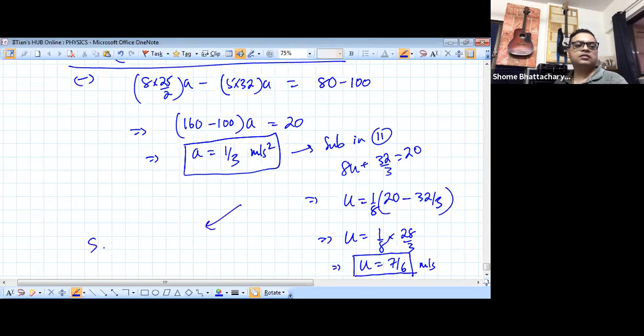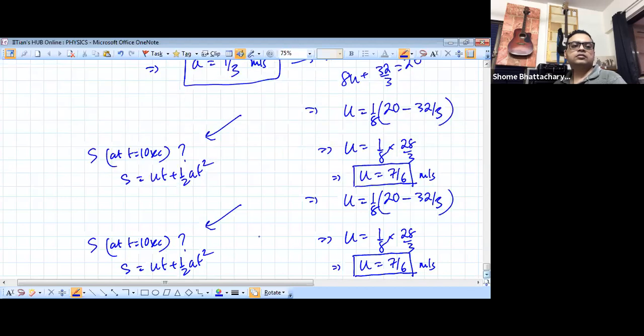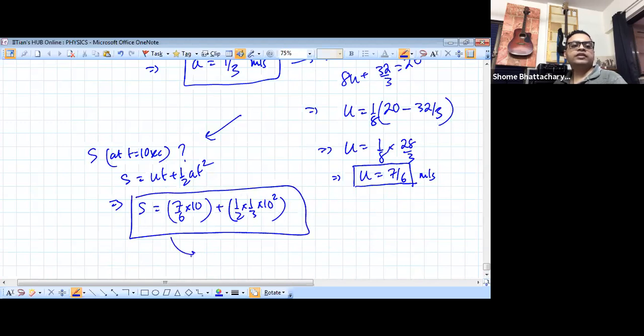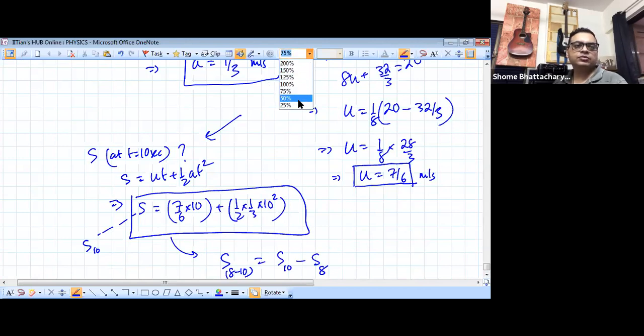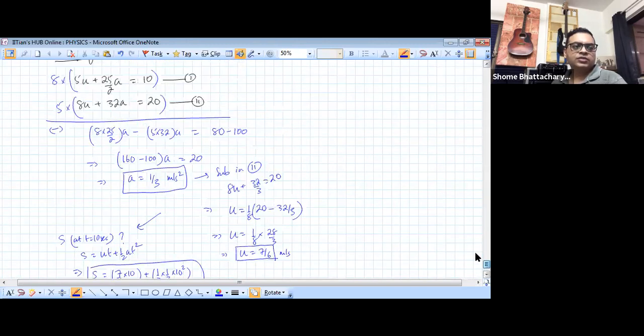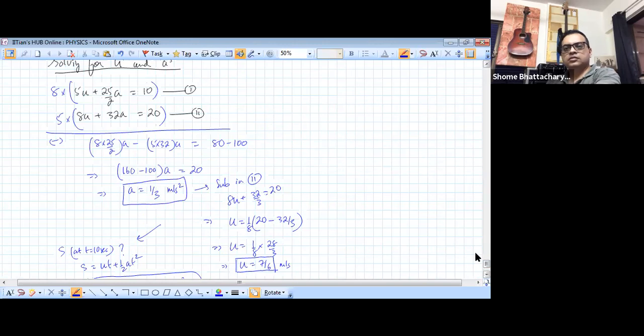Now you can find the displacement at t equal to 10 seconds. कितना हो जाएगा? So you can find this displacement, and now whatever this displacement is coming out, you can find out the displacement from 8 to 10 seconds. It will become the displacement after 10 seconds minus the displacement after 8 seconds. So this one is the displacement at 10 seconds, and the displacement at 8 seconds was 20 meters. We calculated that earlier. From that, you will get the answer. Okay. So this is the method for solving the question. The main thing is solving equations 1 and 2 to get the values of u and a, which you have to do this way.